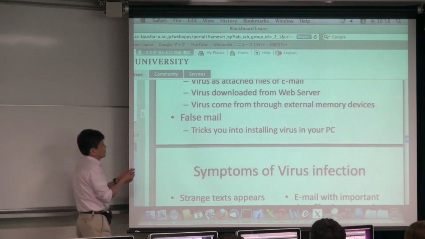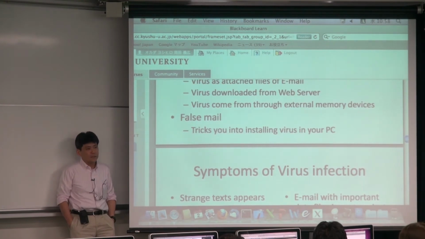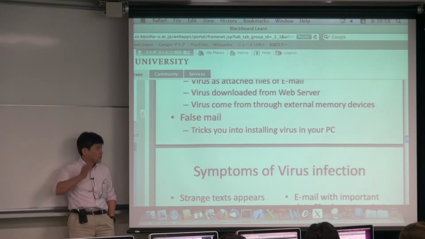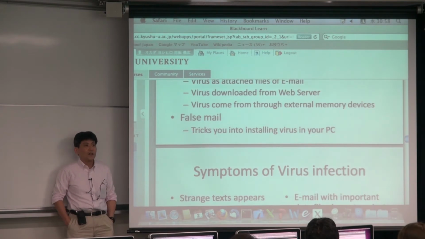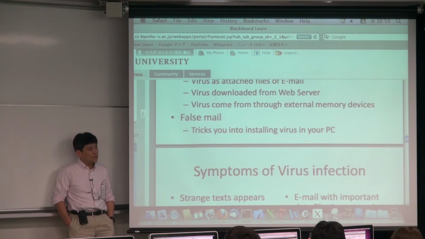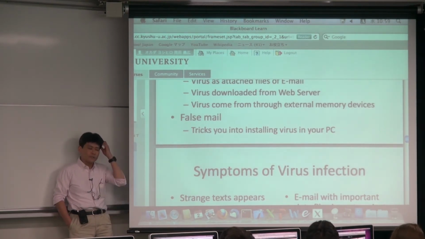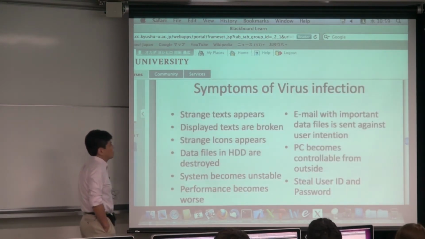False mail. Sometimes you can receive undesirable mail, like spam. Some such mail includes a virus file as an attached file. So you always have to take care when executing or installing an attached file of an email. Okay. So, symptoms of virus infection.